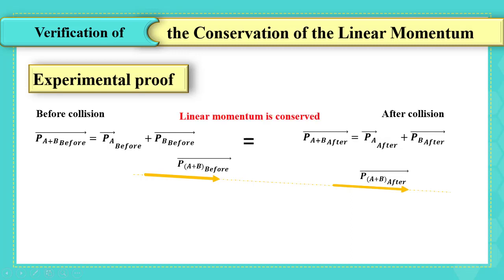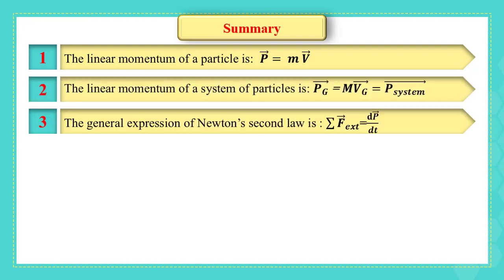Note that you can represent the two vectors anywhere in the region and you are not restricted to this line, and the vectors will be clearly parallel to each other. This is the end of the method of verification of the conservation of linear momentum.